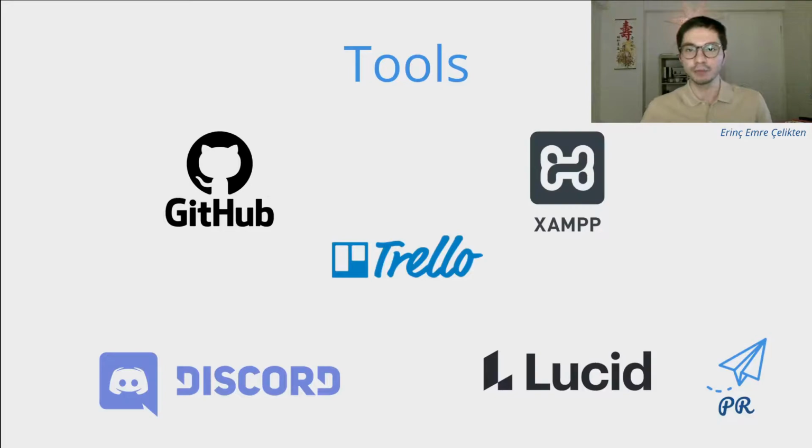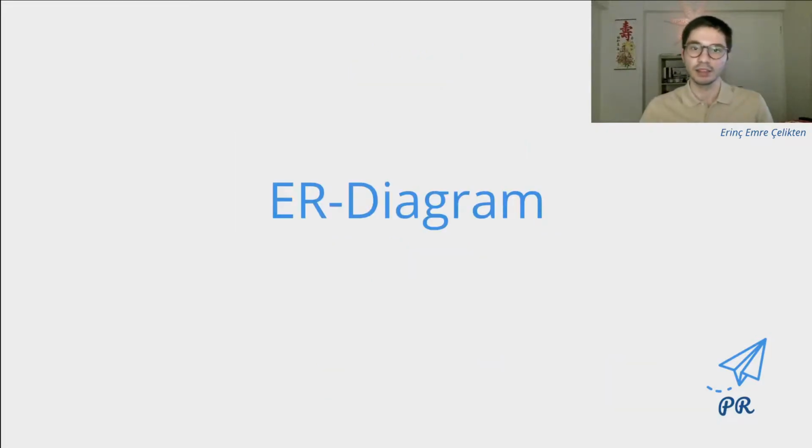In the development process, we used some tools such as GitHub, XAMPP, Trello, Lucid, and Discord. Considering the situation that we are in right now, these tools have been very powerful and helpful to the teamwork and development process. So now, let's take a look at the system.